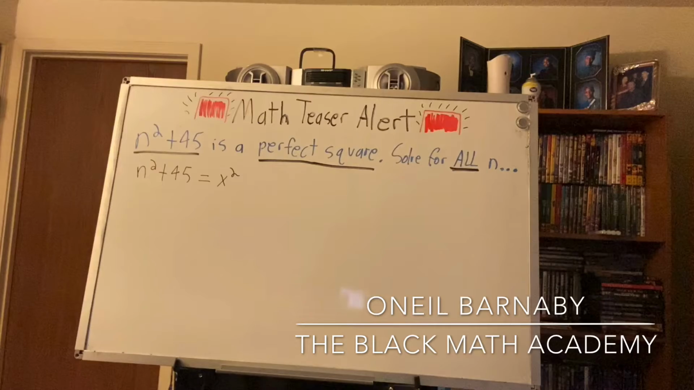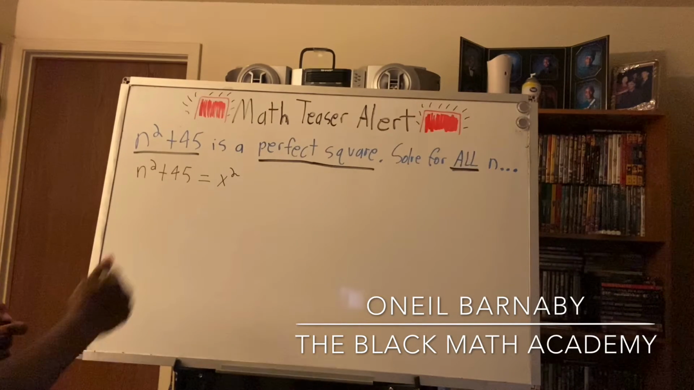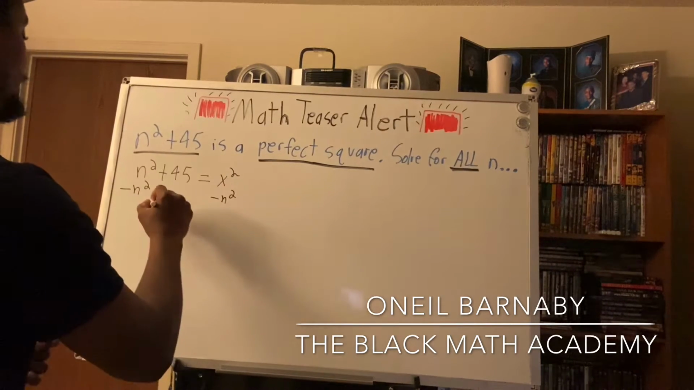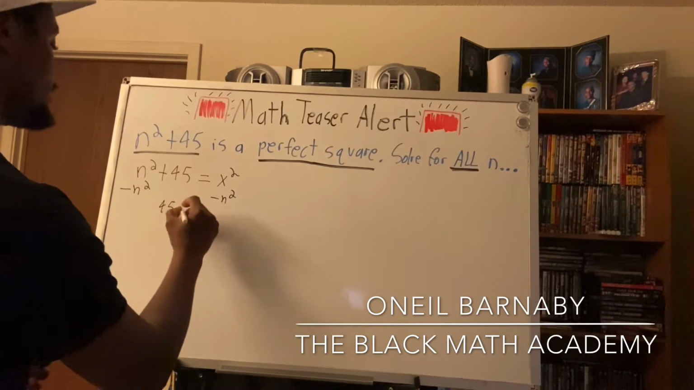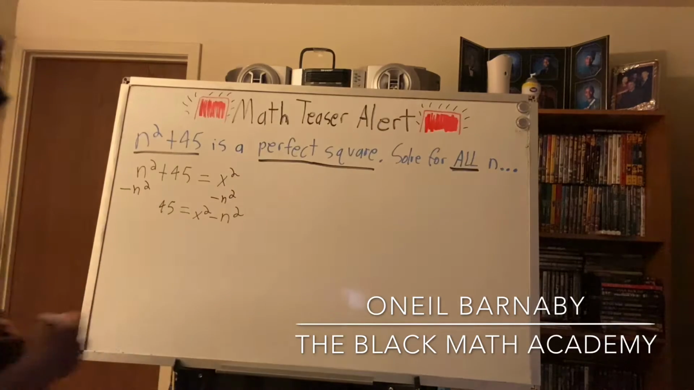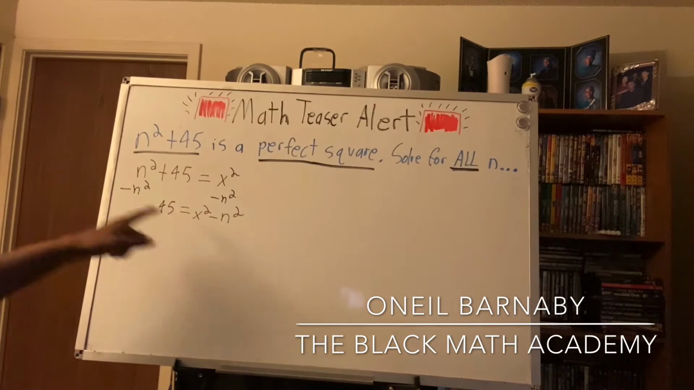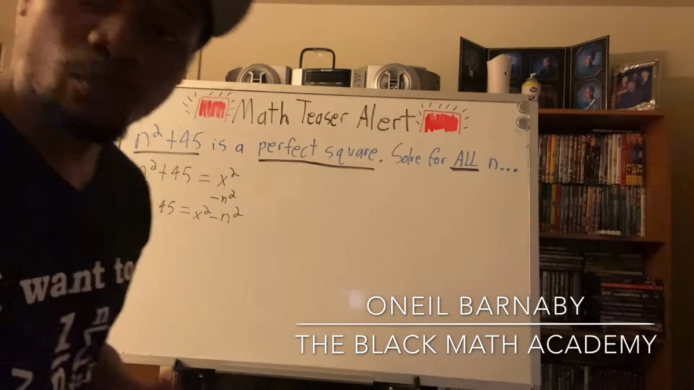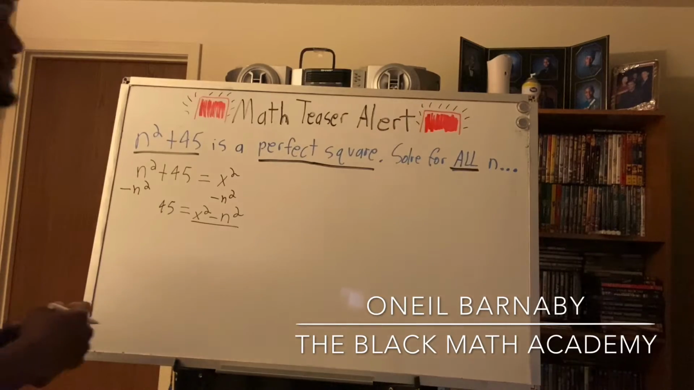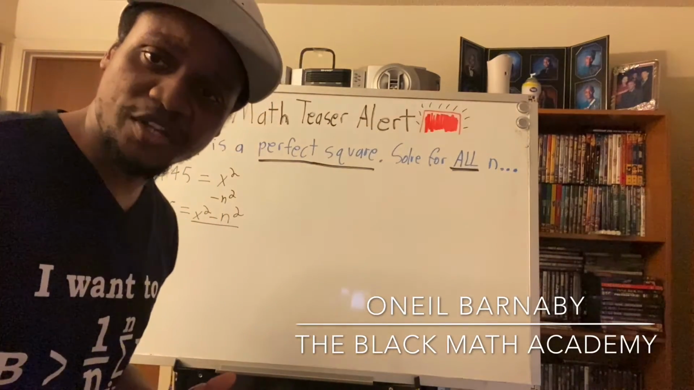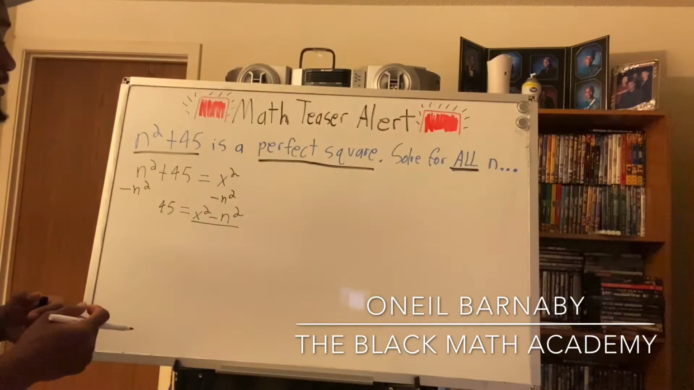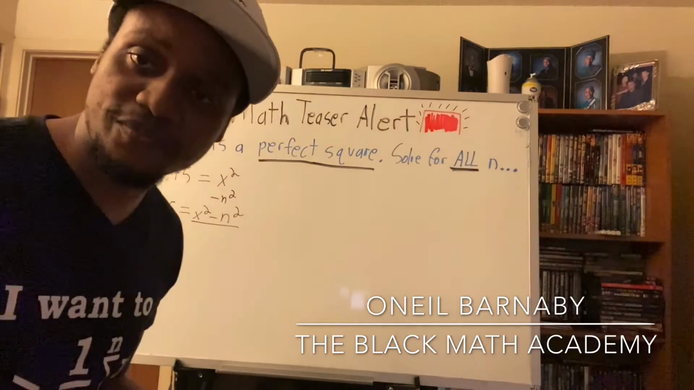So where do we go from here? Well, one thing you can do is subtract n squared from both sides. And you end up with 45 equals x squared minus n squared. This is the result from subtracting n squared from both sides. What you notice is that this part, x squared minus n squared, is one of your special cases when it comes to factoring and FOILing that you learn in Algebra 1 or Algebra 2, depending on which class. It's called a difference of squares.